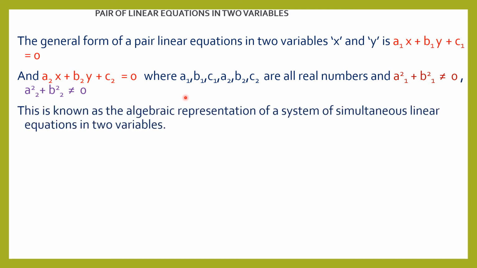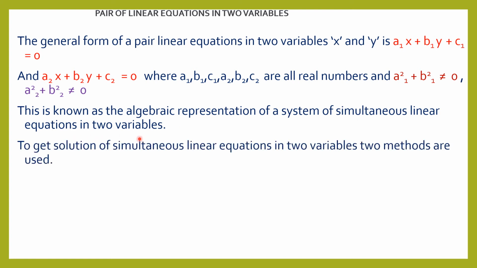Now this is known as the algebraic representation of a system of simultaneous linear equations in two variables. Clear? To get solutions of simultaneous linear equations in two variables, two methods are used. Already we learnt three algebraic methods in the previous class: elimination method, substitution method, and cross multiplication method. These are all used to solve the given equations.